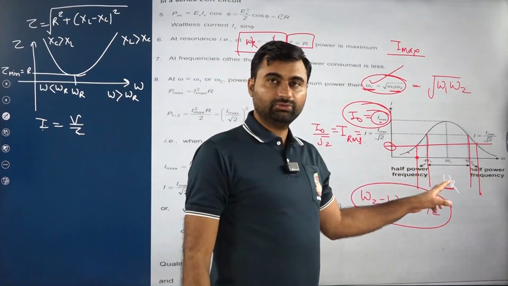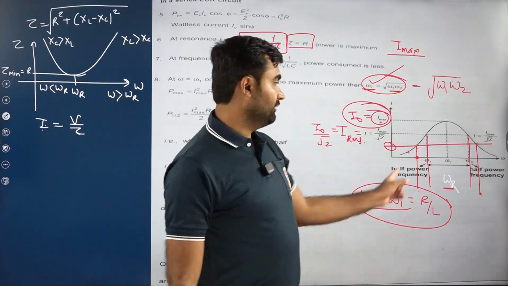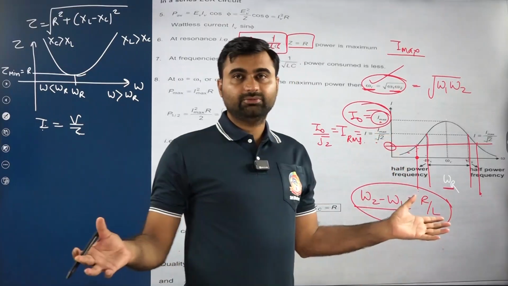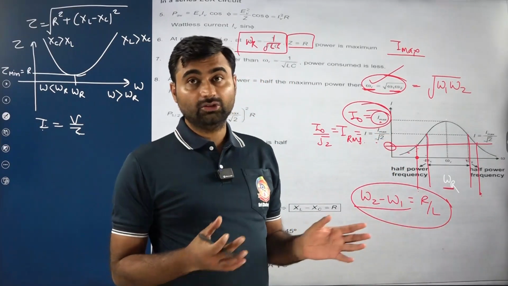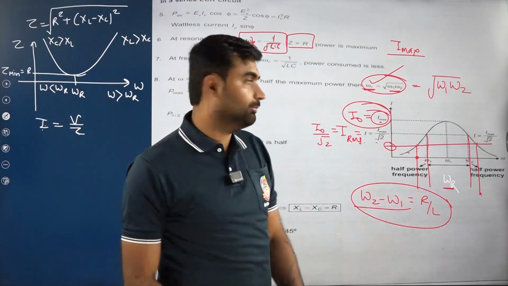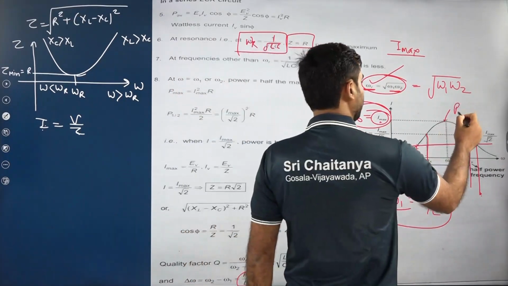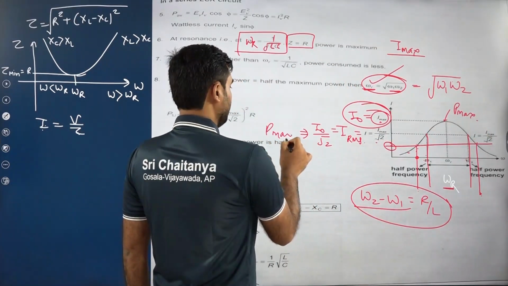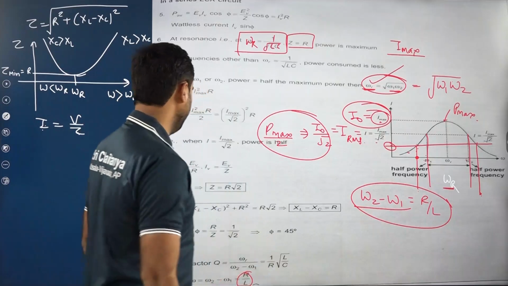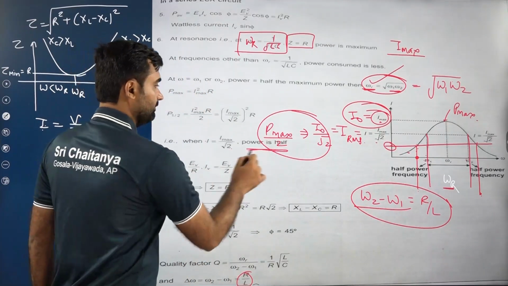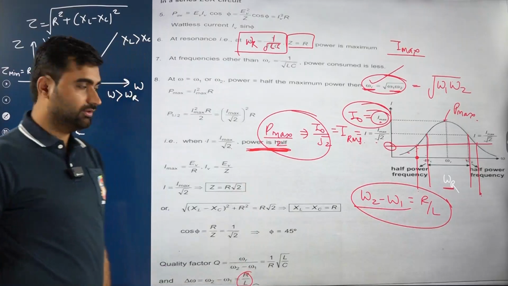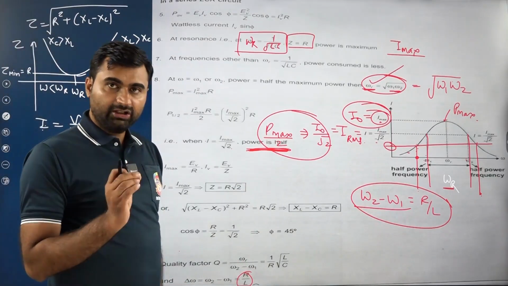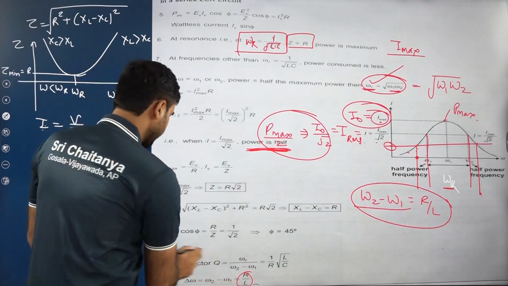So we understood these two frequencies. Which frequencies are these? Where current is equal to RMS current, or maximum current by root 2. If current is RMS current, then power is 1 by 2 times the maximum power. Here is maximum power. Here power is half of maximum power. If current becomes I max by root 2, then power becomes half. Understood?